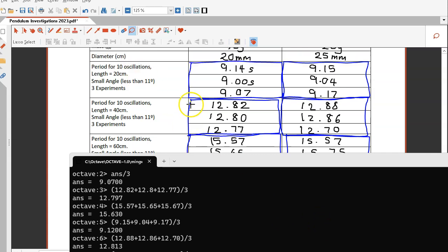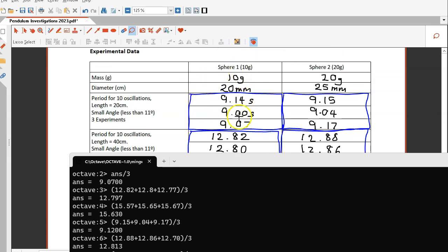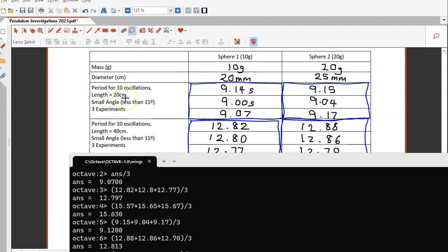So what I'm going to do first is to calculate the average for the period for 10 oscillations for the 10 gram sphere and a length of pendulum 20 centimeters. To do that, we add them together first. So 9.14 plus 9.00. You don't need the trailing zeros, but I just put them in anyway. Plus 9.07. So let's add those together. That's the sum, which is 27.21.